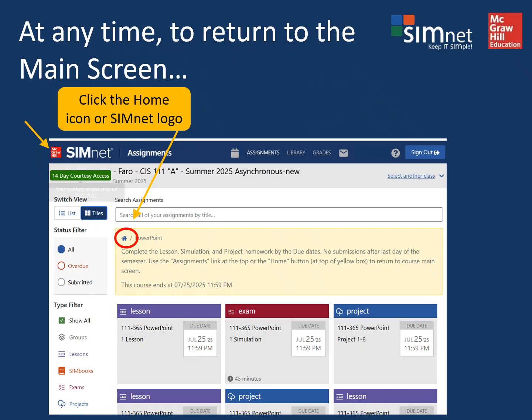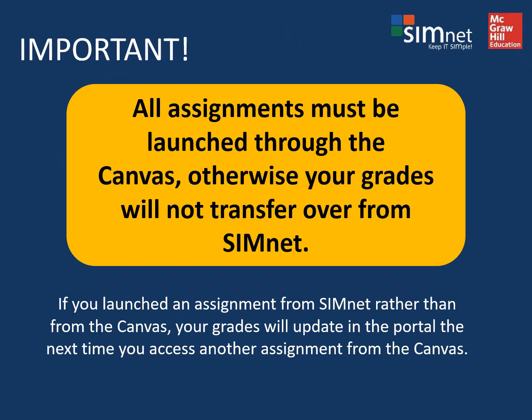If you've clicked around and need to return to the main screen in SIMnet, click the tiny Home button, or you can click the SIMnet logo in the upper left corner. Remember to only start assignments by opening them from Canvas. This way, when you complete the assignment, your grades will link back from SIMnet and also display in Canvas.